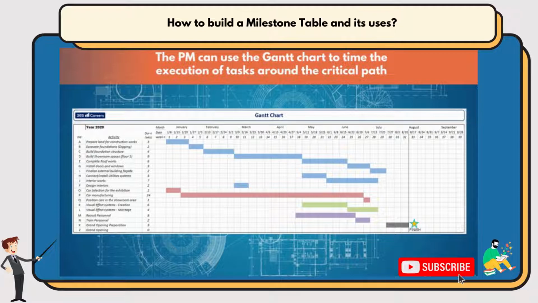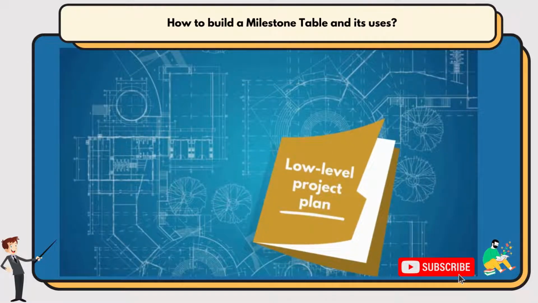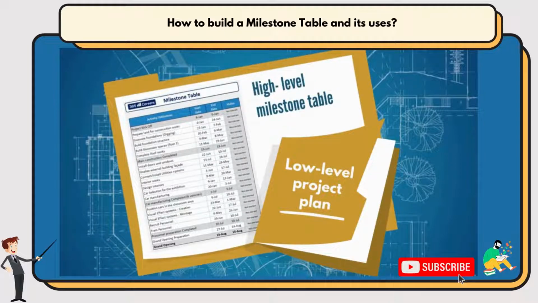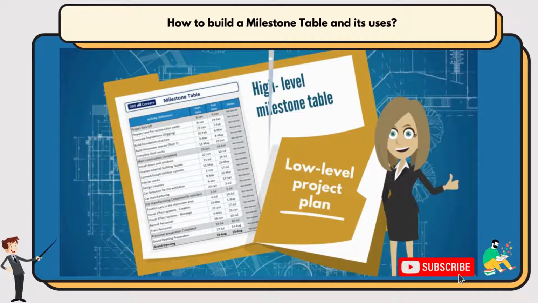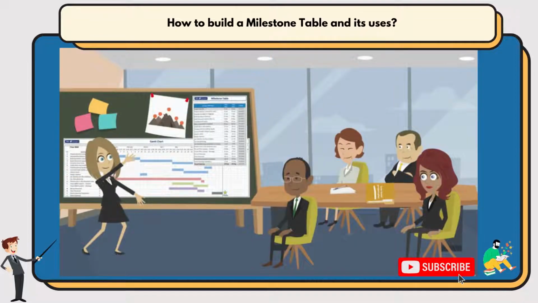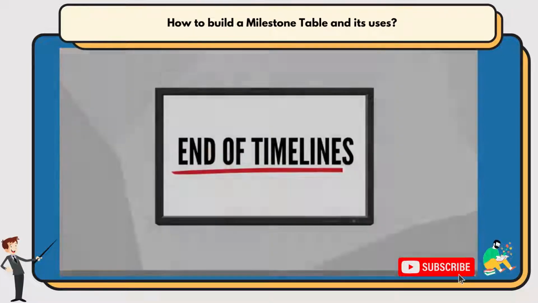Awesome! Now, the project manager can use the Gantt chart to time the execution of tasks around the critical path. After all this is in order, the project manager will create the low-level project plan and the high-level milestone table. So this leaves the project manager with a project plan that tells them exactly what's going on, and the Gantt chart and milestone table are so anyone can follow the progress of the project. Excellent! This brings us to the end of our timelines part of this course.